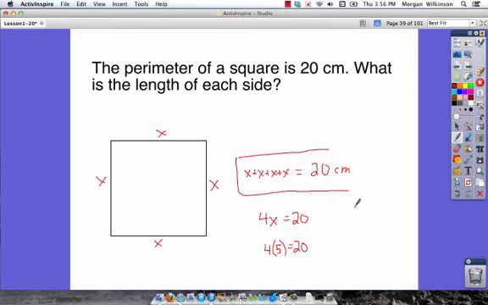So if we multiply 4 times 5, that's equal to 20. And we could have figured that out by saying 20 divided by 4 is equal to x, or it's equal to 5. And we have our answer. So the length of each side must be 5 centimeters, because 5 times 4 is equal to 20 centimeters. And we'd be all done with this problem. I'm going to put a double box here to show that that's our answer, and this was just an intermediate step.